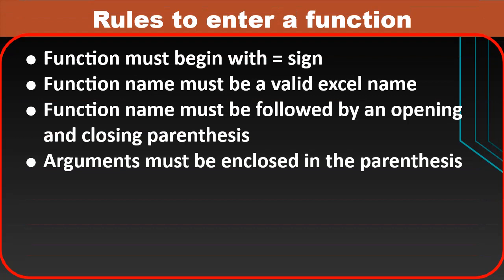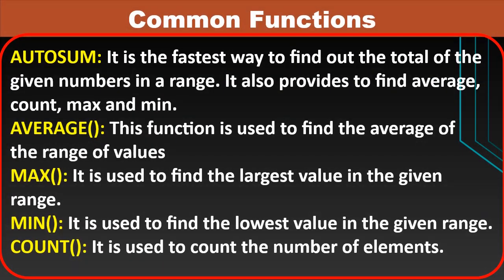Next, what are the rules to enter a function? A function must begin with an equal sign. The function name must be a valid Excel function name. The function name must be followed by an opening and closing parenthesis, and the arguments must be enclosed in the parentheses. Next, some common predefined functions. First is AutoSum. It is the fastest way to find the total of the given numbers in a range. It also provides average, count, max and min.